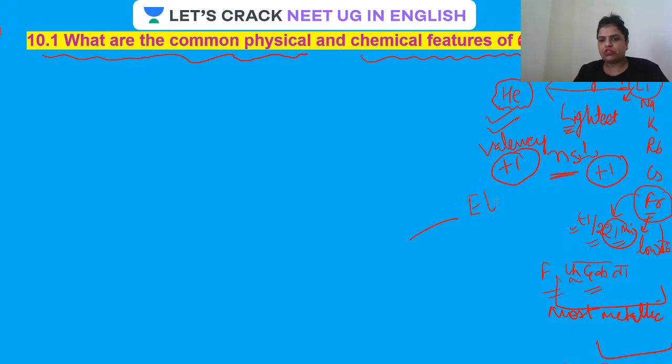They are the most electropositive elements of the periodic table. I'm repeating, they are the most electropositive elements of the periodic table. They always stay in an oxidation state of +1. That is, they always lose one electron, acquire the electronic configuration of the nearest noble gas, and just become stable. I hope, guys, it is clear.